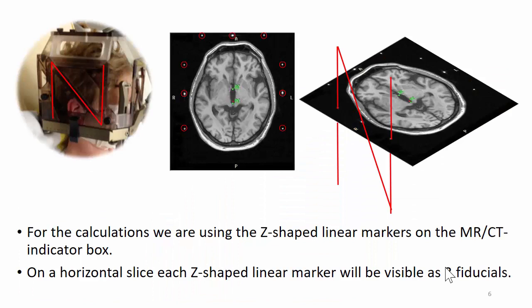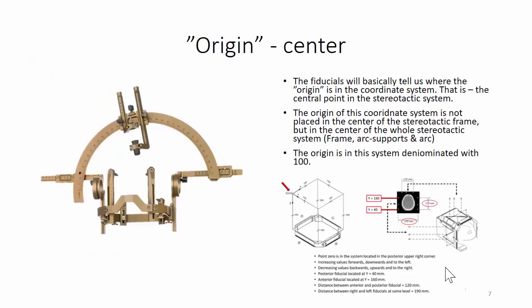For the calculations, we are using the N-shaped linear markers on the MRI/CT indicator box. On a horizontal slice, each N-shaped linear marker will be visible as three fiducials. The fiducials will basically tell us where the origin is in the coordinate system, that is, the central point in the stereotactic system. The origin of this coordinate system is not placed in the center of the stereotactic frame, but in the center of the whole stereotactic system: frame, arc supports, and arc. The origin in this system is denominated 100.